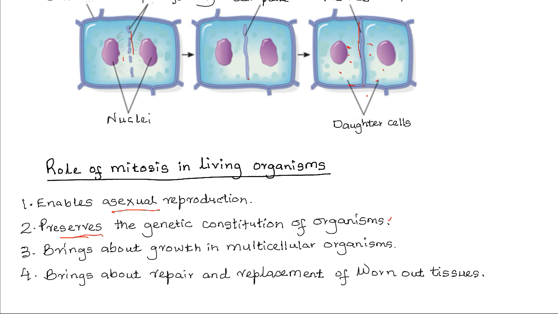Three, mitosis brings about growth in multicellular organisms. By increasing the number of cells in the body, these multicellular organisms become bigger in size. And four, mitosis brings about repair and replacement of worn-out tissues in multicellular organisms.